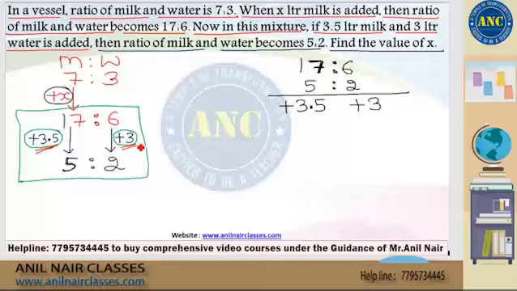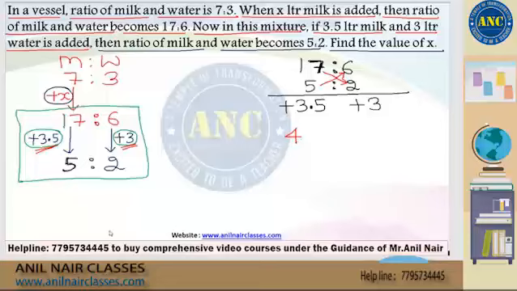Sir, how is that cross multiplication? Listen to this carefully, because this is the first variety of problem. You need to have complete attention. Now what I will do is multiply this cross. 17 into 2 is 34. 6 into 5 is 30. What is the difference between them? 34 and 30, the difference is 4.